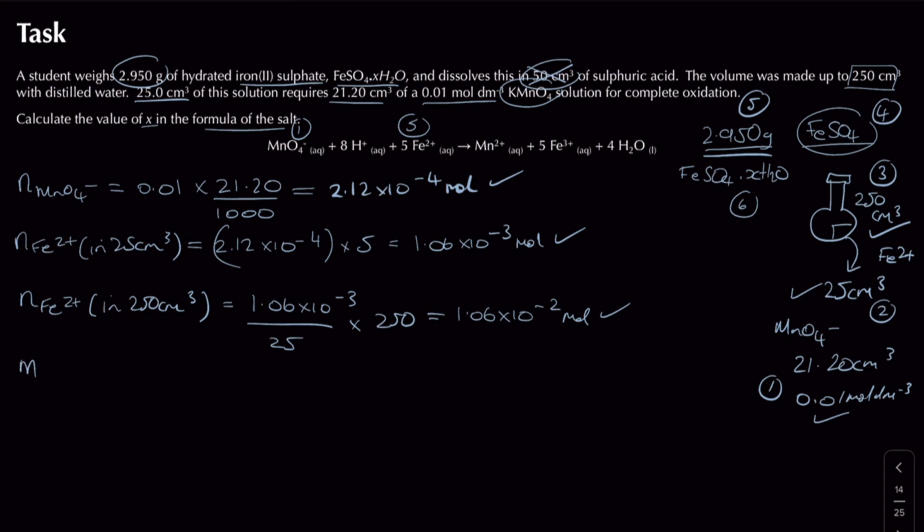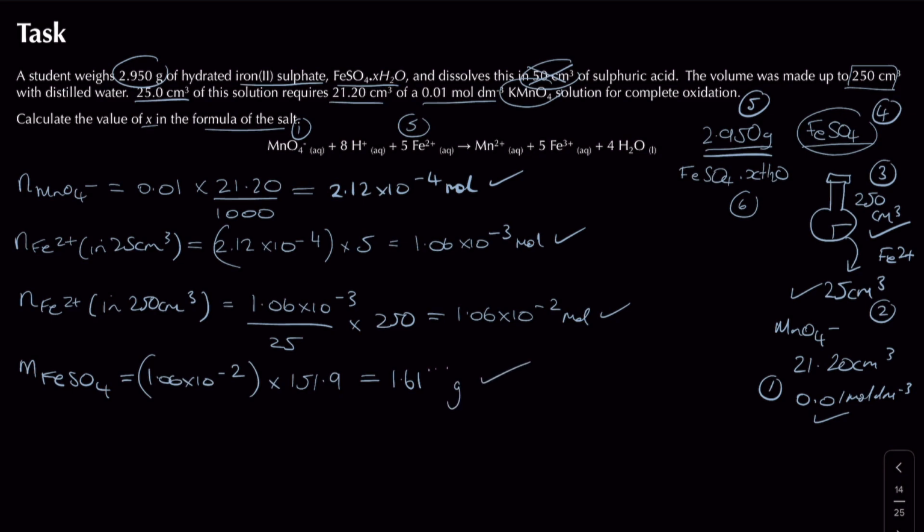Now the next thing that we need to do is, of course, find the mass of iron sulfate itself, and to do that, what we're going to do is take the moles, which is going to be 1.06 times 10 to the power of minus 2, and then we're going to times that by the MR of iron sulfate, and that's going to be 151.9 itself. Of course, there's my MR. I'm going to times them together, and in my calculator I end up with 1.61, and I'm going to leave it like that for now.